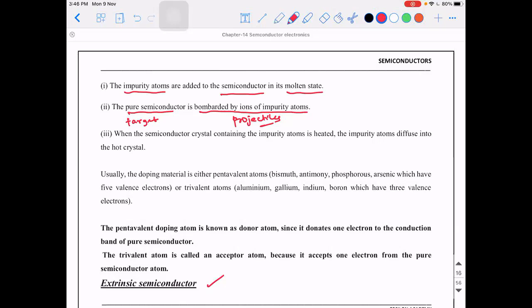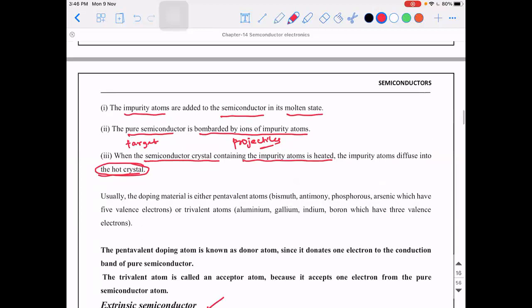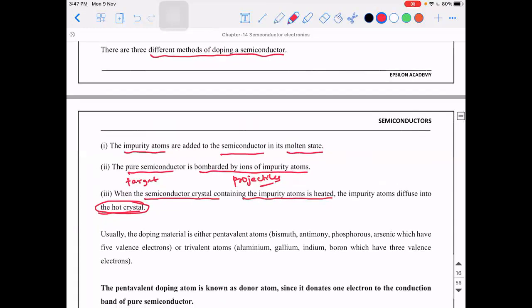The third way of doping a semiconductor is, when the semiconductor crystal containing the impurity atom is heated, the impurity atoms diffuse into the hot crystal. So you heat the semiconductor crystal along with the impurity atom, and during the process of heating itself, the impurity atoms get diffused into the hot crystal. So these are the three methods through which the doping process can be carried forward.